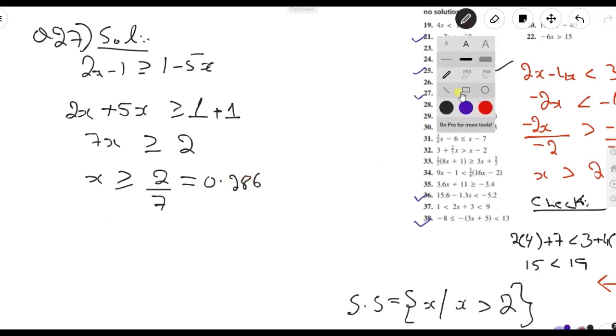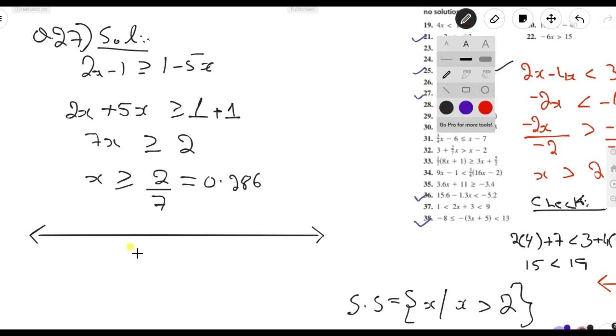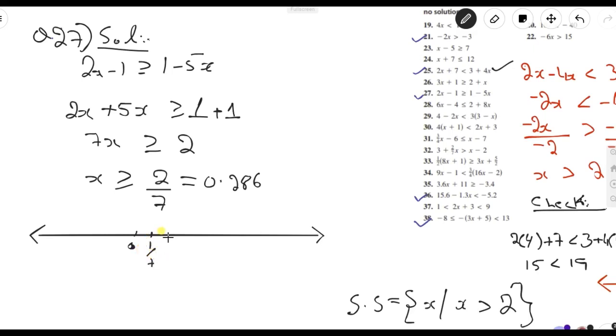So if we draw a number line, and whenever you find a fractional answer in your inequality, how are you going to represent it? It's much better to write it like this. If you have 0 here, it's 1 by 7, that's 2 by 7, that's 3 by 7, that's 4 by 7. You keep on going till 7 by 7, and you achieve your 1. That's exactly how you represent it.